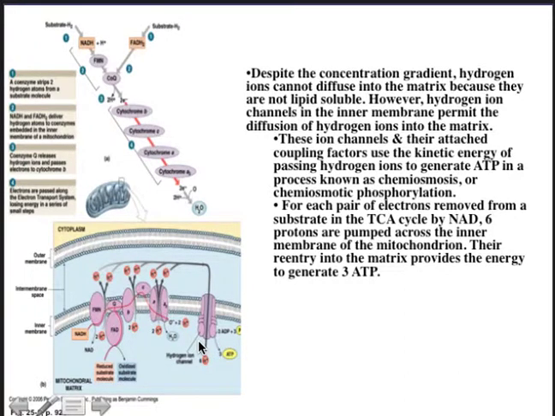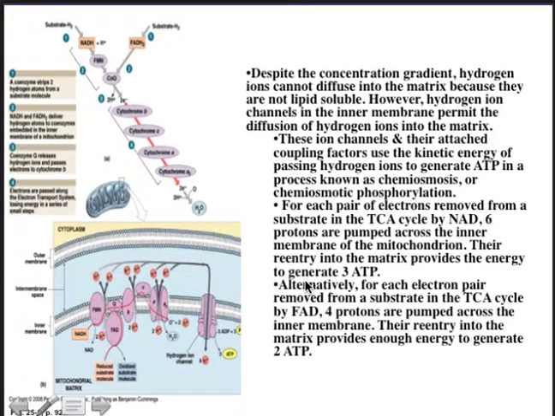For each pair of electrons removed from a substrate in the citric acid cycle by NAD, 6 protons are pumped across the inner membrane of the mitochondria. Their re-entry into the matrix provides the energy to generate enough kinetic energy to make 3 ATP. For FADH2, 4 protons are pumped across the inner membrane, and this is sufficient to generate 2 ATP as they flow back down their concentration gradient.